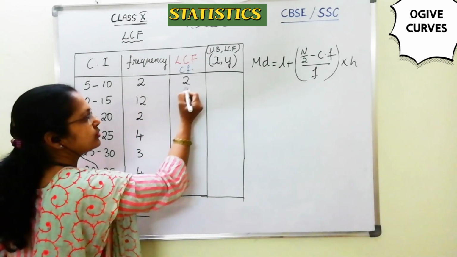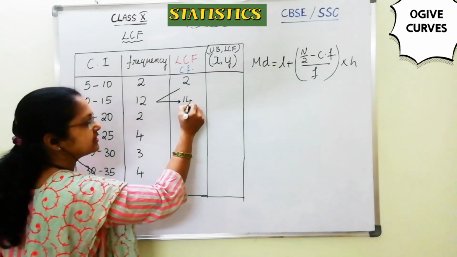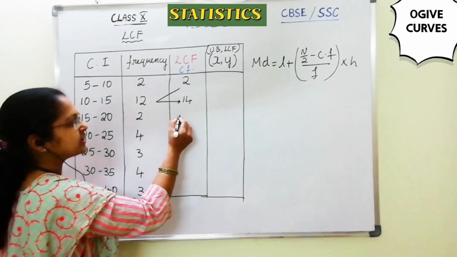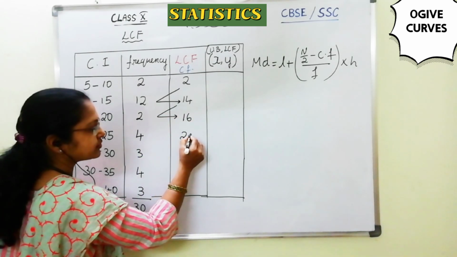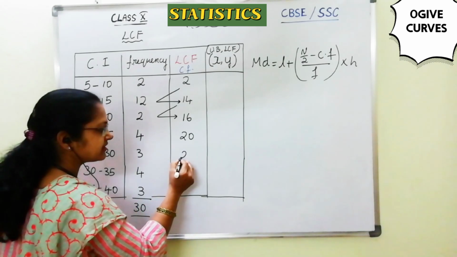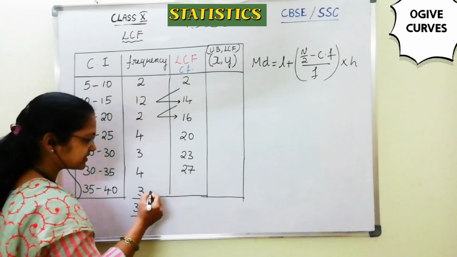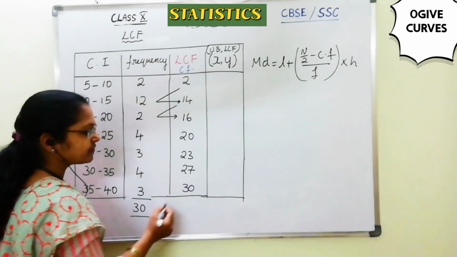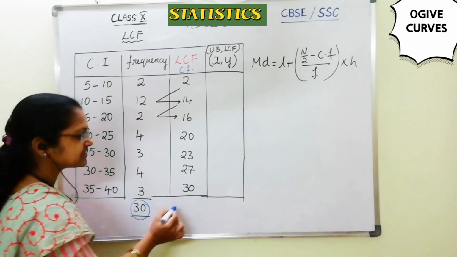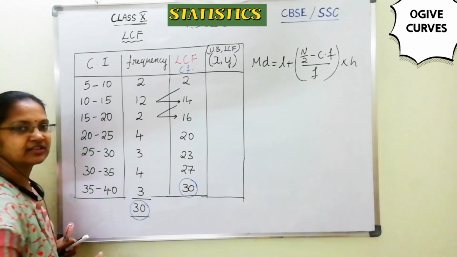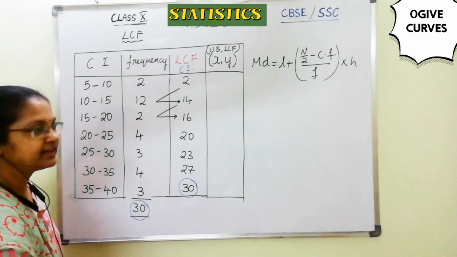The first one is 2, the second one will be the addition of 2 plus 12, that is 14. The next one is 14 plus 2, which is 16, 16 plus 4, 20, 20 plus 3, 23, 23 plus 4, 27, 27 plus 3, 30. We can very clearly observe that our total value of frequencies and the cumulated total both are the same. Hence we can proceed further because both the totals are tallied.